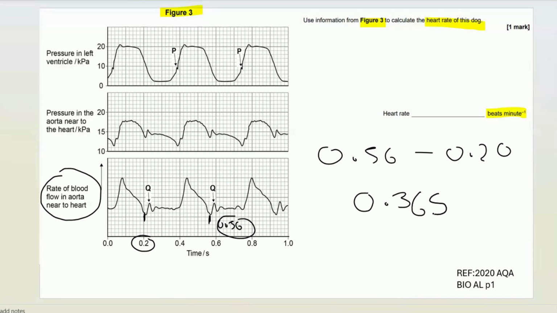Now I need to find out how many heartbeats are in a minute. So it takes 0.36 seconds for one beat. So how many beats will be in 1 minute? Well, I then need to do 60 divided by 0.36, and I'll find out the beats per minute.